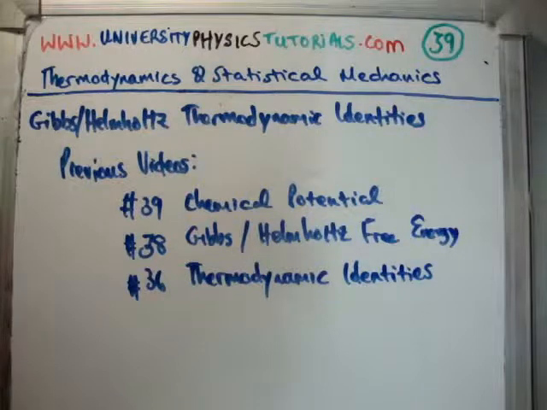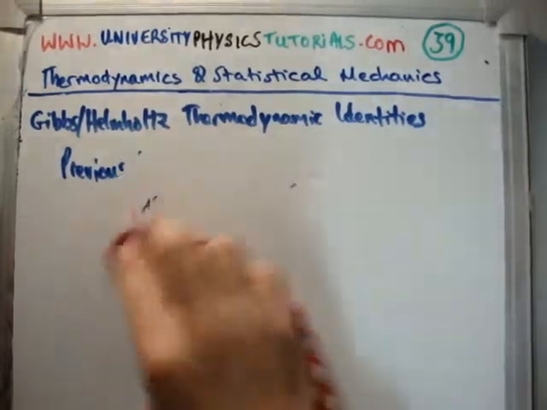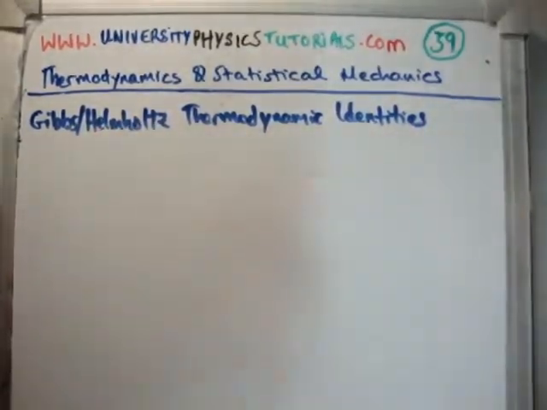So the previous videos to this are number 38, where I discussed the chemical potential, number 37, where I discussed the Gibbs and Helmholtz free energies, and number 36, where I discussed the thermodynamic identities in terms of the total energy, the chemical potential, temperature, pressure, the internal energy and volume. So now what we're basically going to do is get our own thermodynamic identity for Gibbs and Helmholtz free energies.